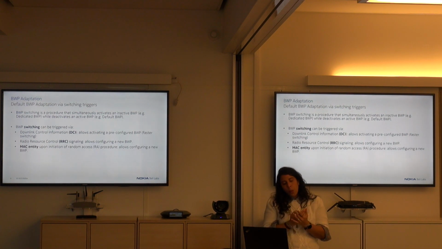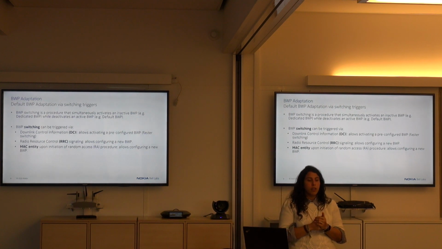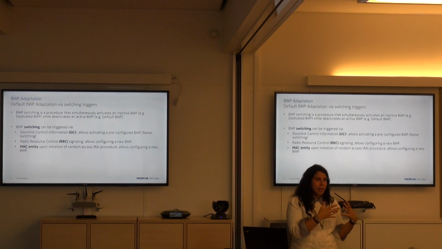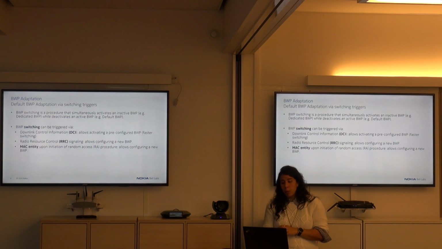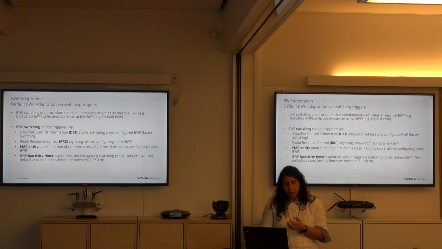Then we have another one that happens through the MAC entity, and this is when the user performs random access. Then it's the MAC entity that configures a bandwidth bar, same as RRC, a new bandwidth bar. So this also is slower than switching via DCI.